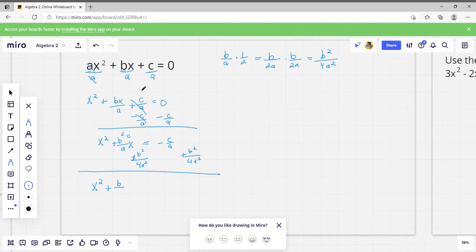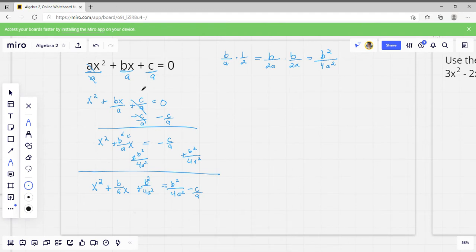So we've got x squared plus b over a x plus b squared over 4a squared equals b squared over 4a squared minus c over a.